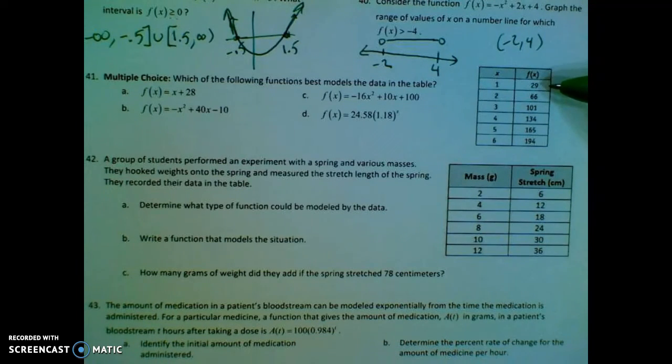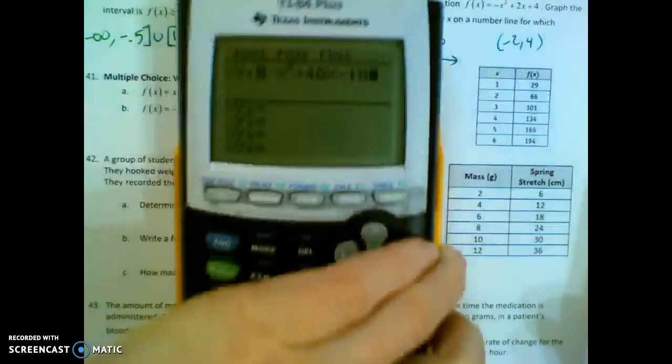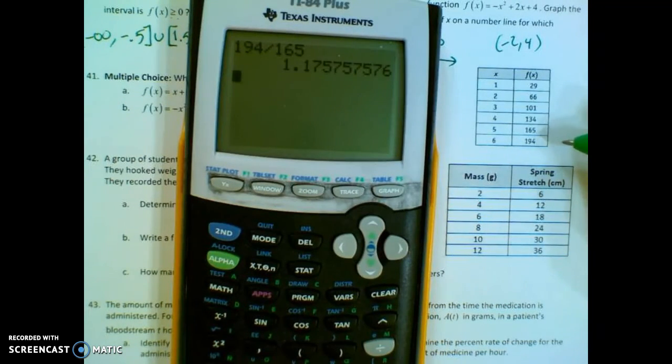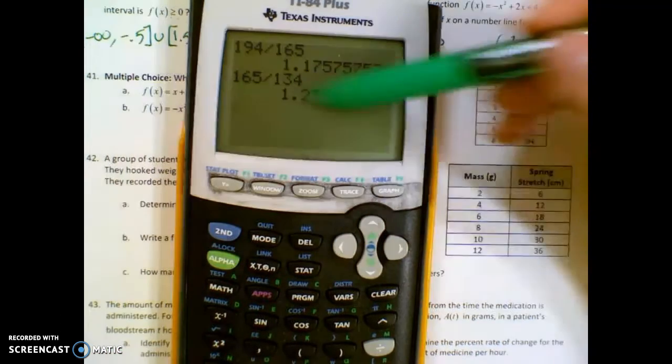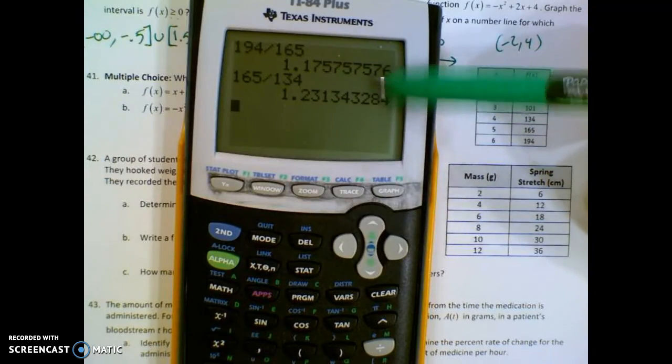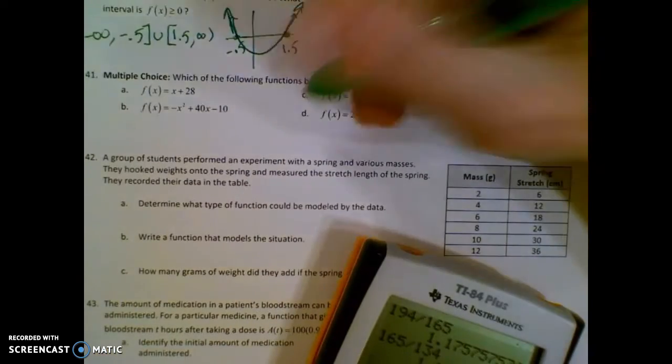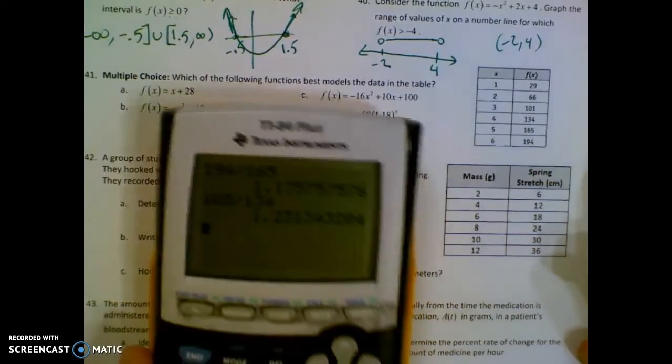Can you find something that multiplies 29 and gives you 66? And then the same thing gives you 101 and then 134. To check that, oops, I've already started the problem here. To check that, just work your way backwards. 194 divided by 165. So the factor must be that. Okay. 165 divided by 134. That is different. As soon as I don't have the same division, this is not exponential. It's not multiplication. So this one's already, boom, not the right answer.